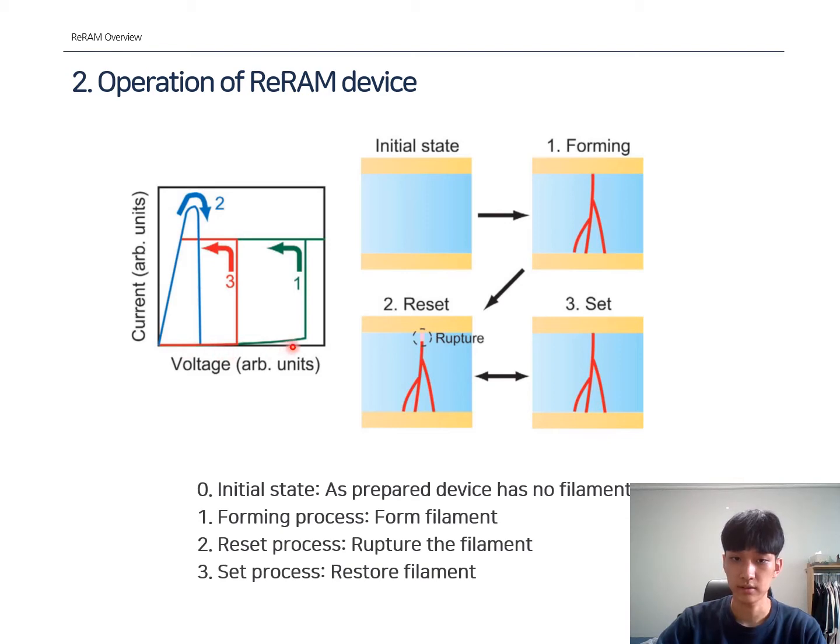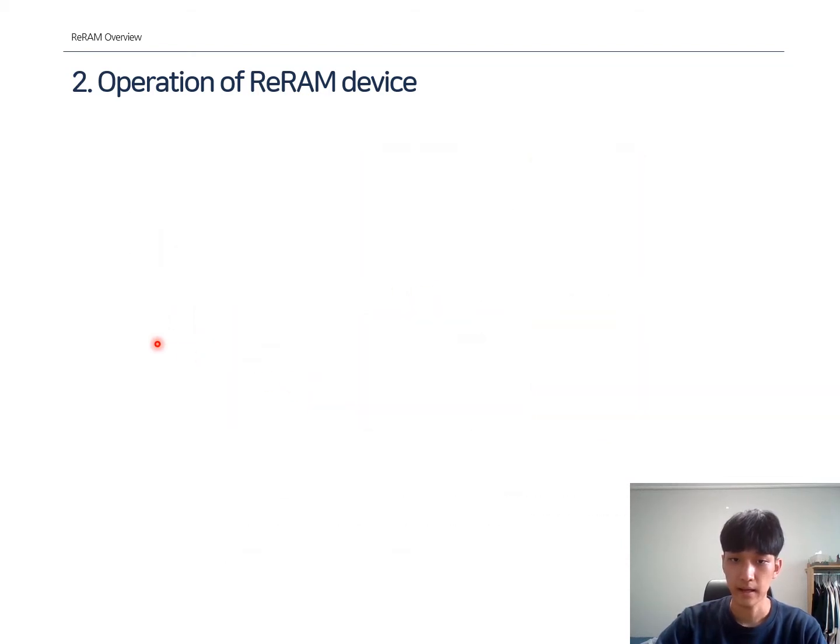So this graph's green one is the IV curve of the forming process. After that point, the current rises. And the second one is the reset process. As the filamentary path is in the device, the current increases as we apply the voltage, but after the threshold voltage, it decreases, which means the rupturing of the filamentary path.